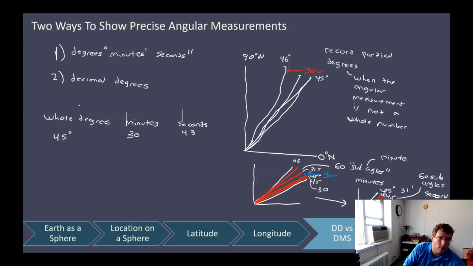So to put this another way, we have a whole degree, the space between degrees. Let me actually make this right. So we have a whole degree, and between degrees is broken up into 60 minutes.